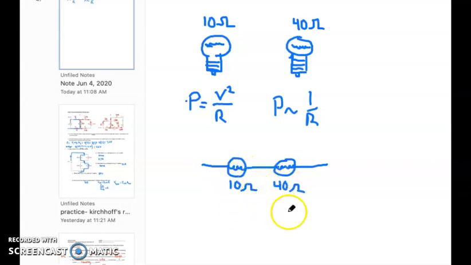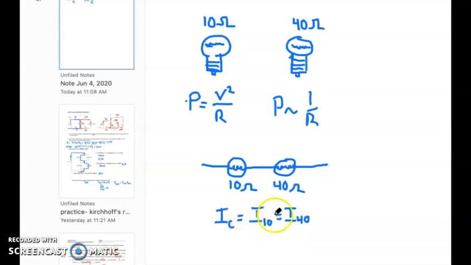Well, the hallmark in my mind of a series circuit is the current is the same everywhere. So the current coming out of the battery, which I call IC, must be the same as the current going through the 10 ohm, which must be the same current going through the 40 ohm. And that's not what happens when you put them in individual circuits. The current will be different for individual circuits.